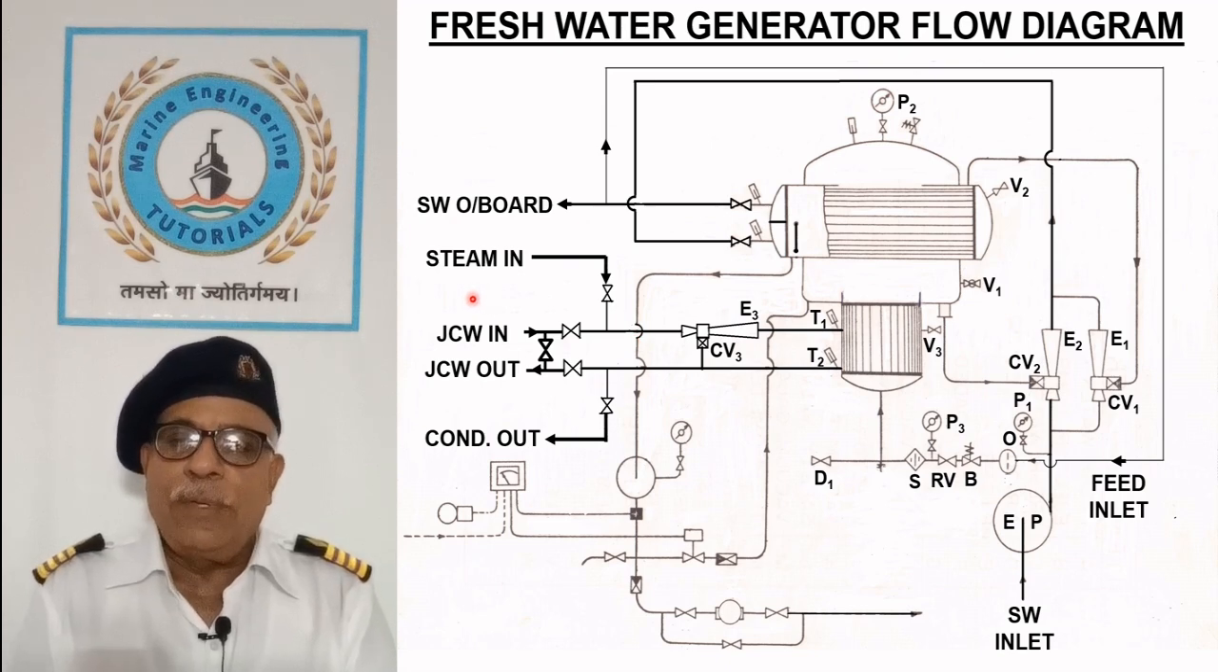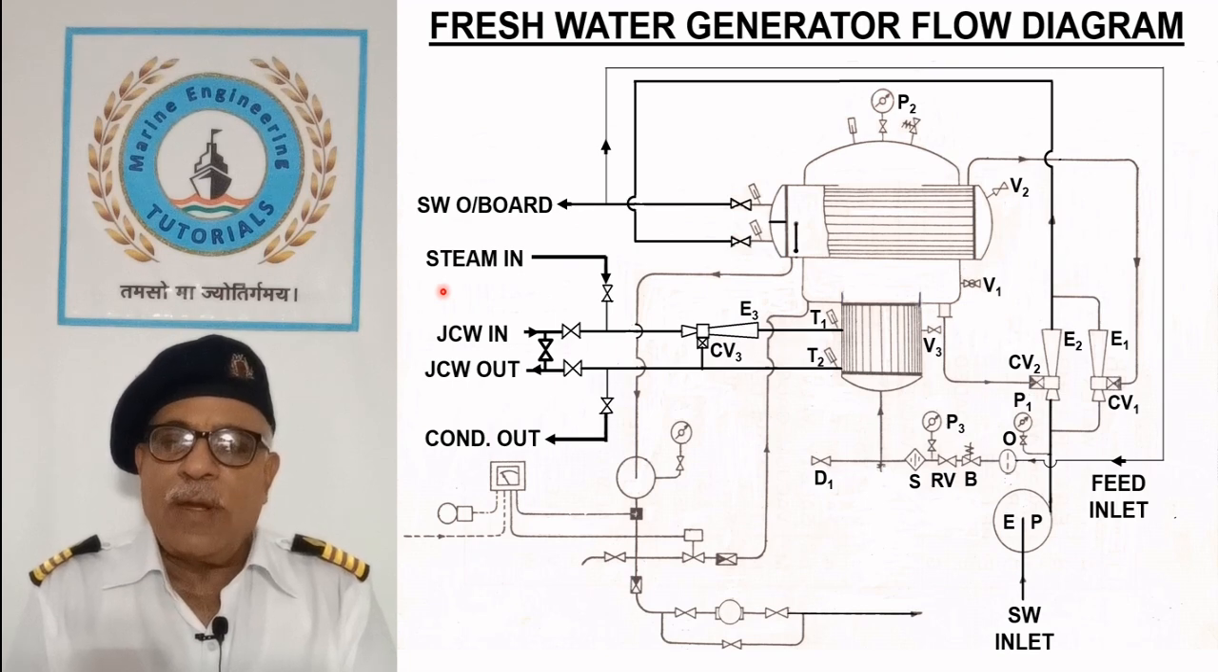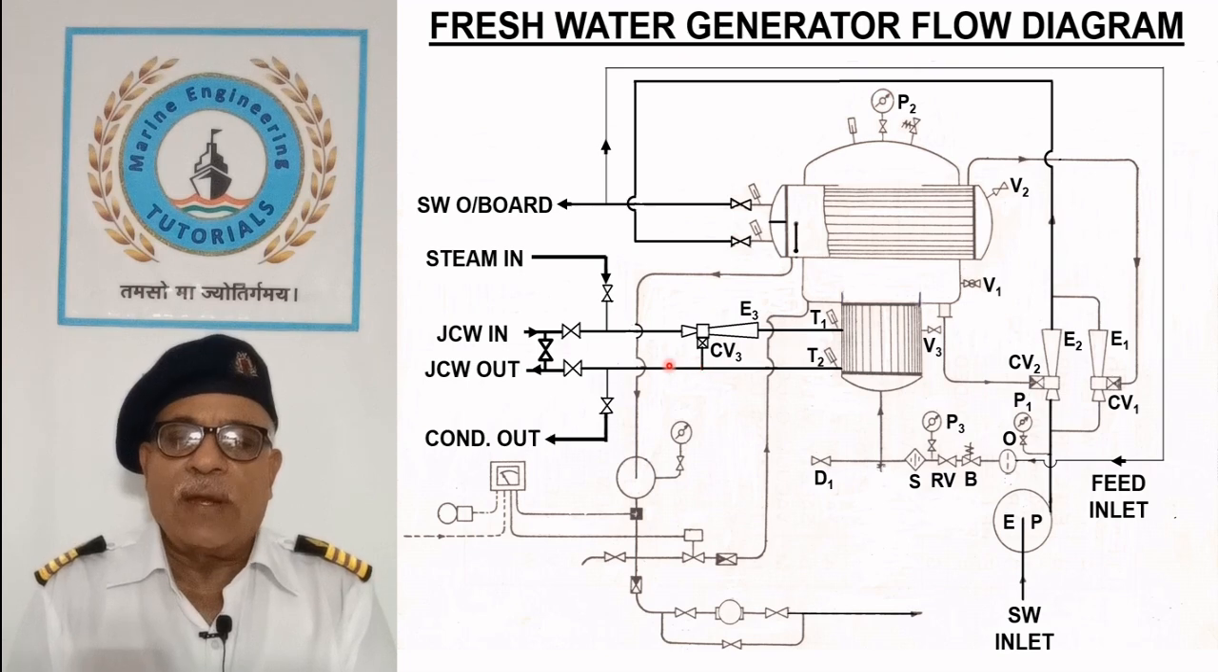Some ships are equipped with steam heating arrangement for operating the freshwater generator when the ship is in port. In this system, the steam is admitted through the ejector E3, which is circulated through the check valve CV3, and the condensate drains to the hot well.